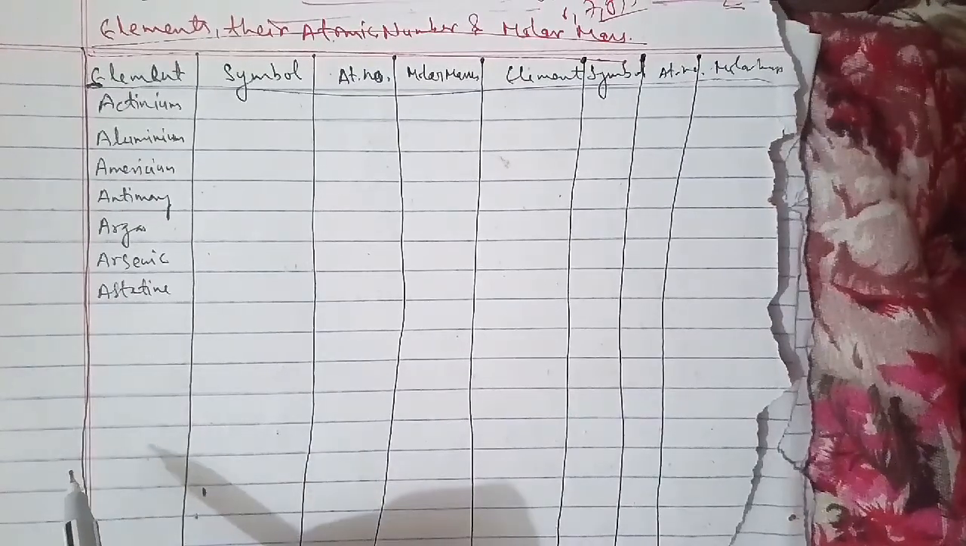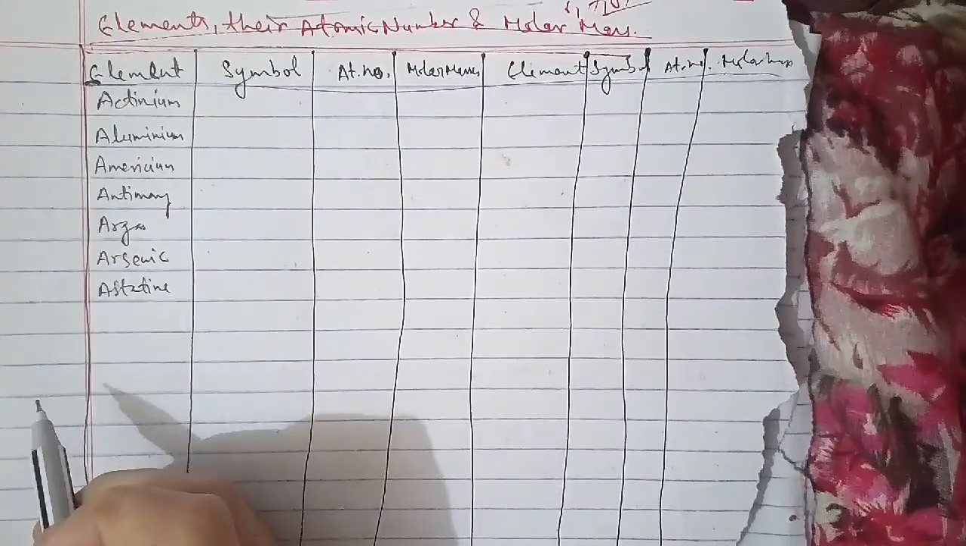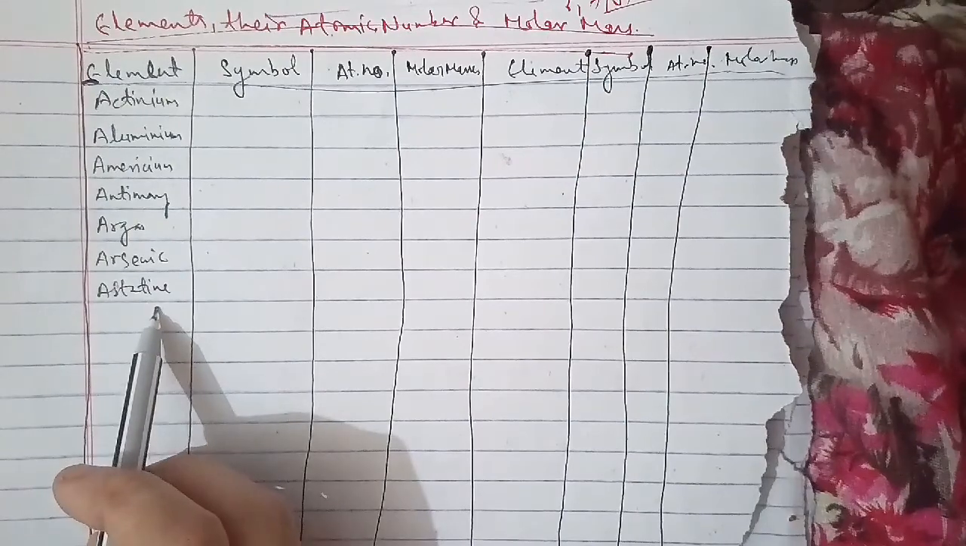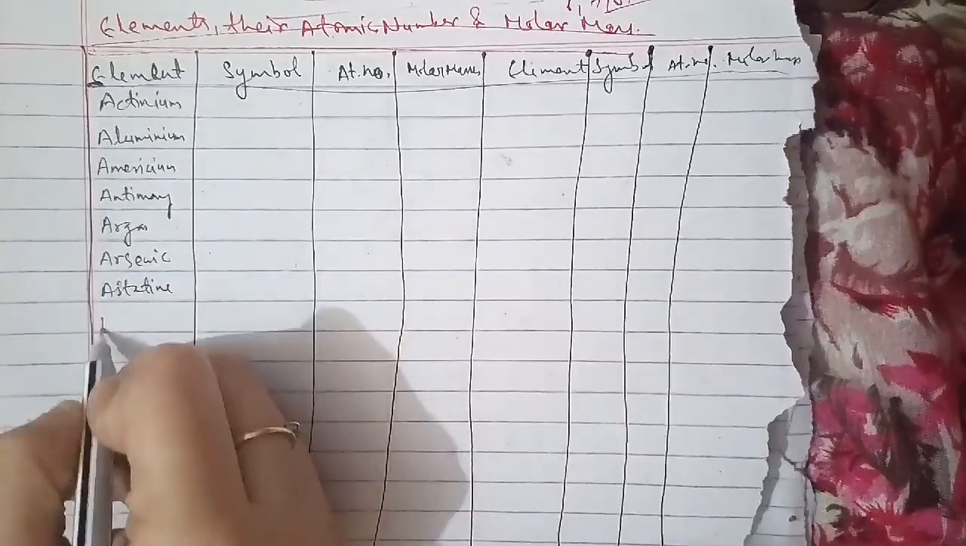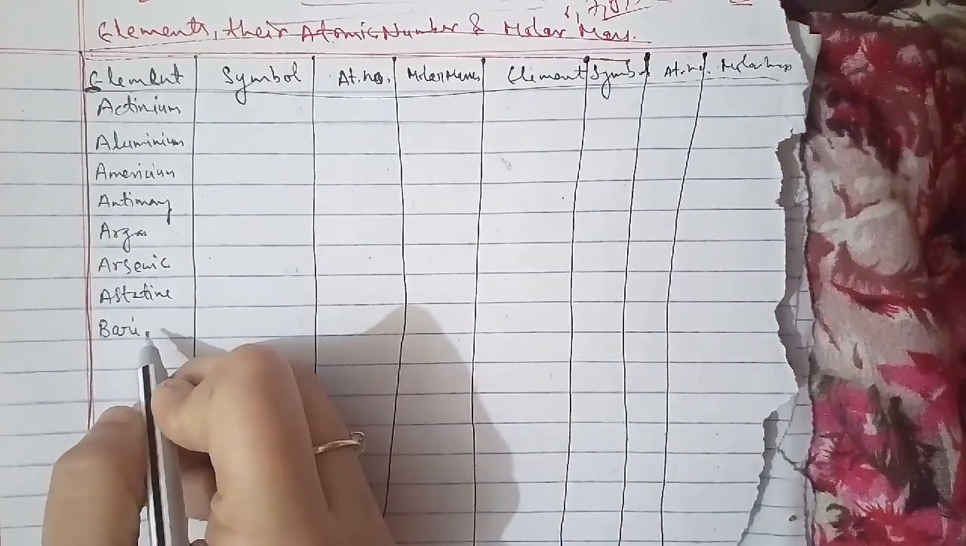After astatine, we have barium. I will write down all the elements with their symbols, atomic numbers and molar masses in alphabetical order, so we'll get all your elements here only.